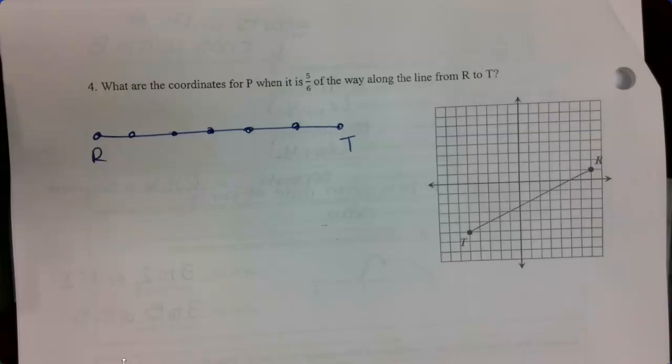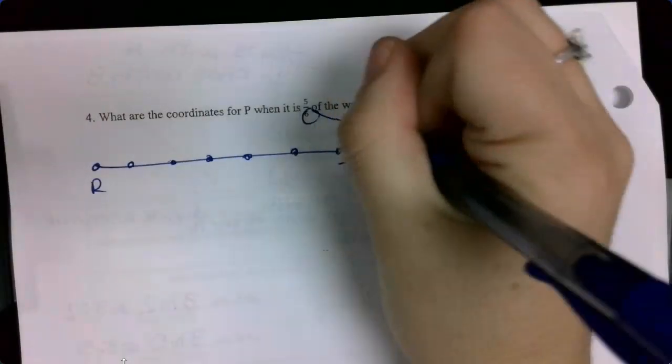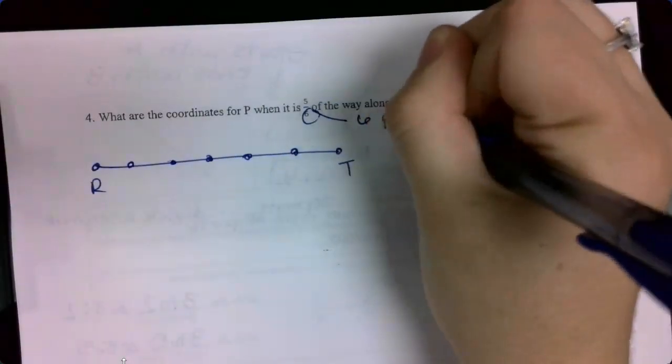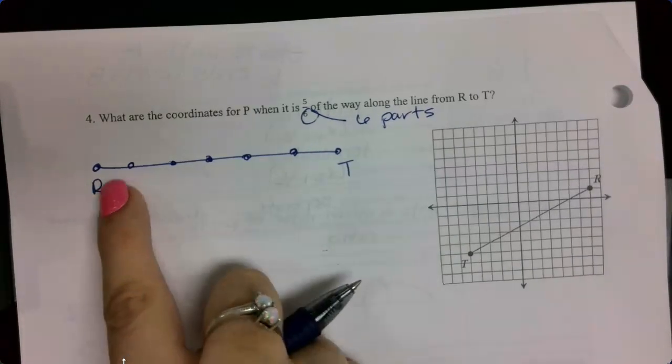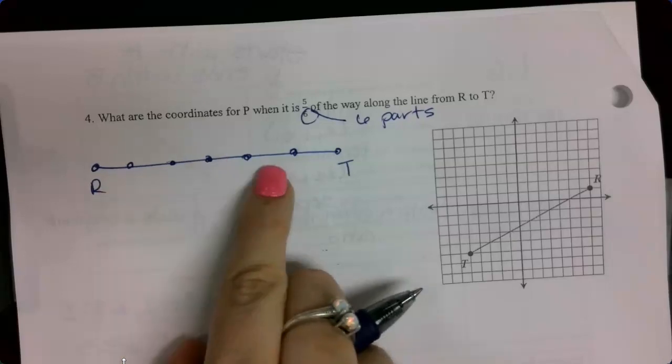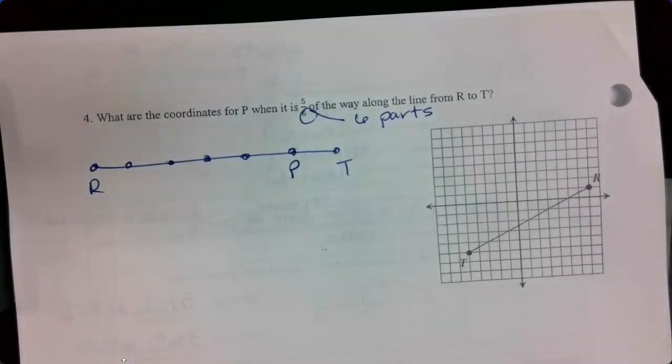Okay, where do I want to put the P on this line? Do I want the P closer to R or T? Okay. And then I want to count 5 segments over, so I have 1, 2, 3, 4, 5. So this is going to be my P.